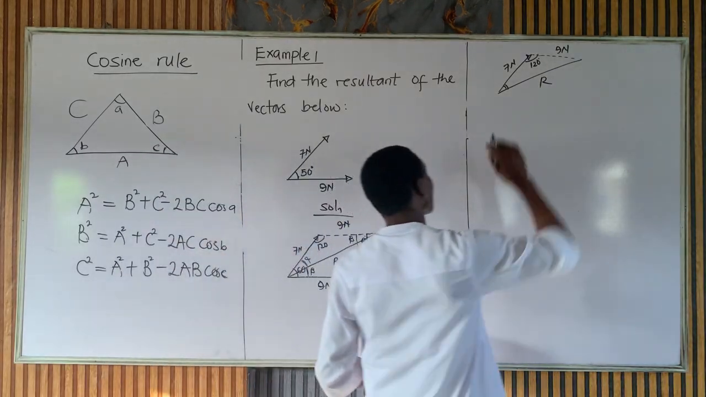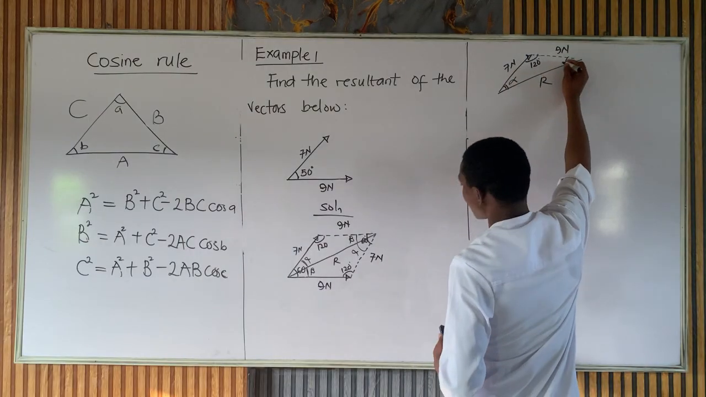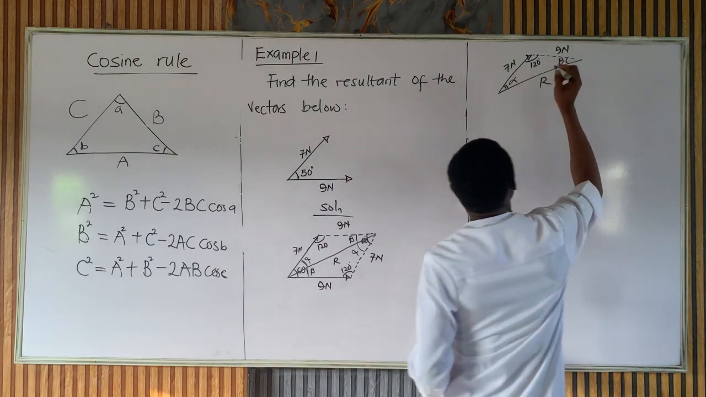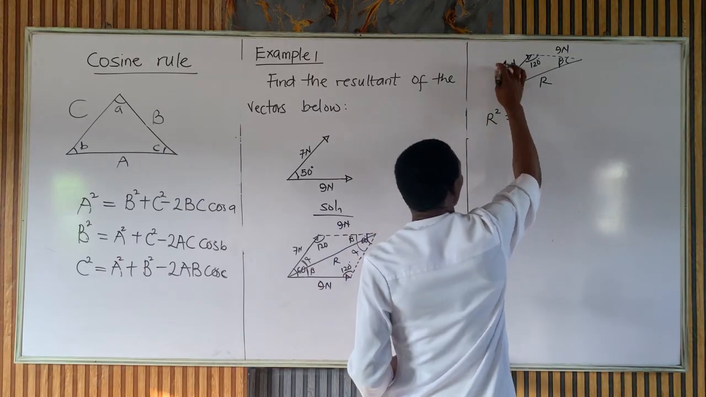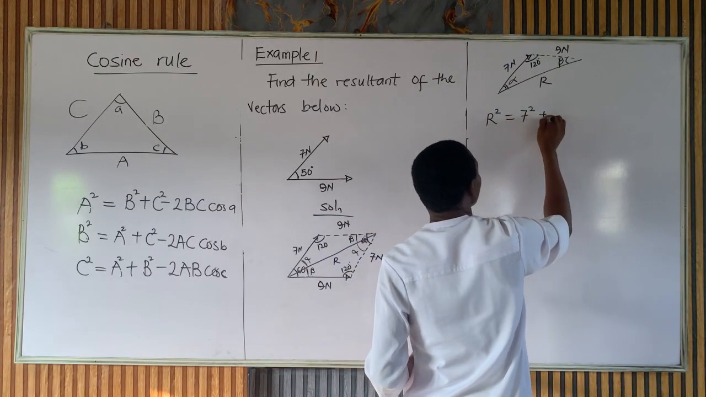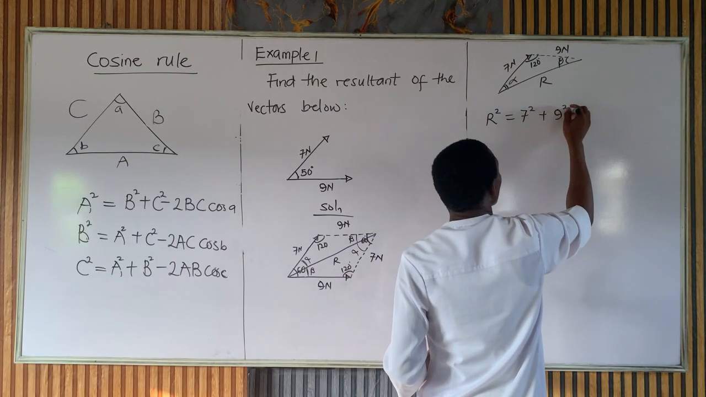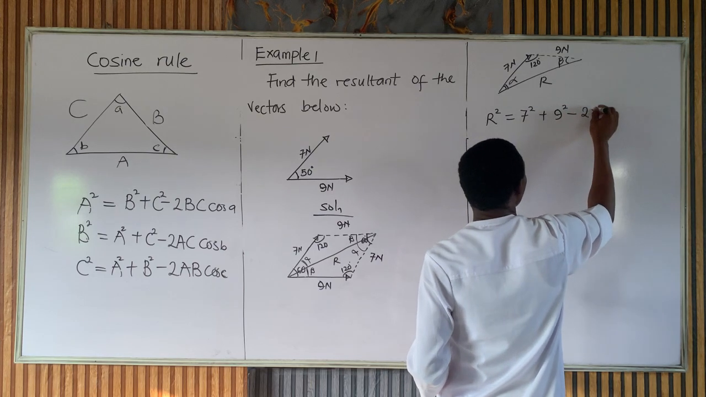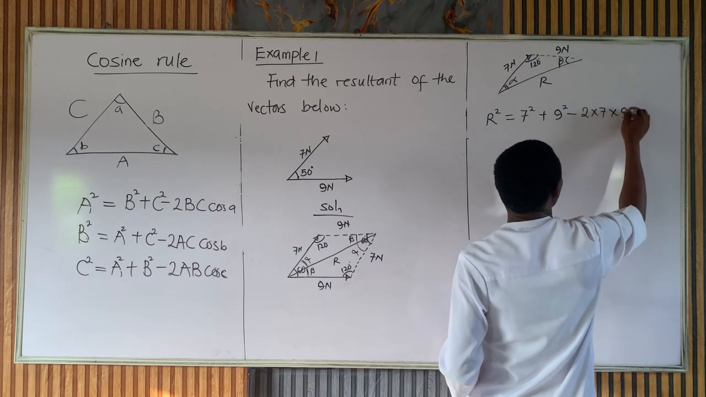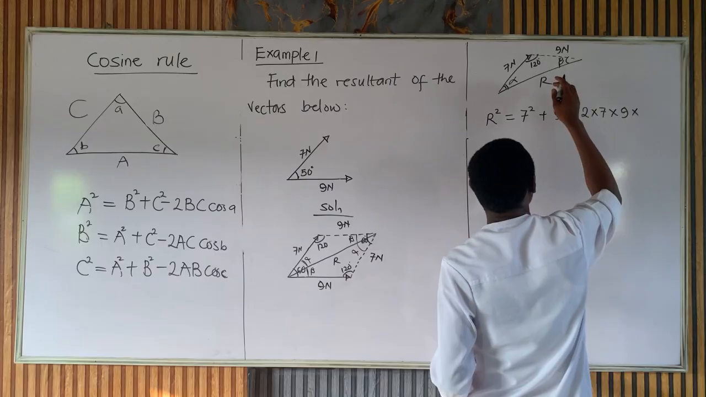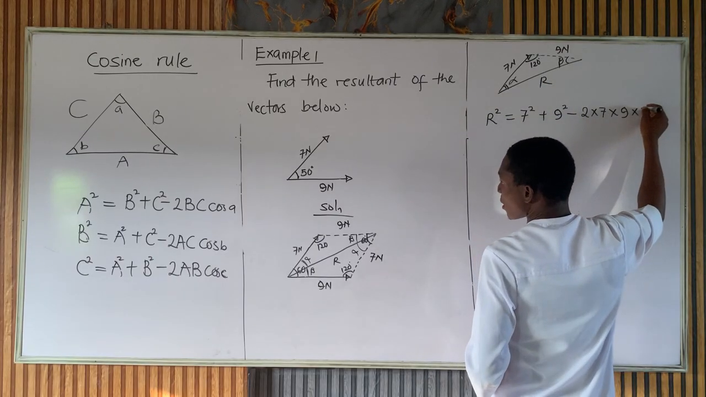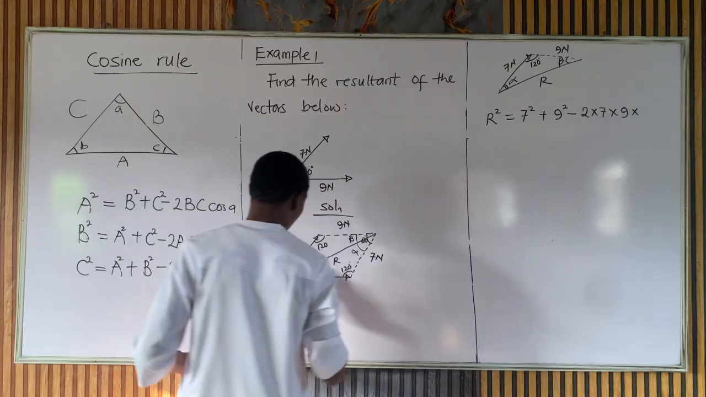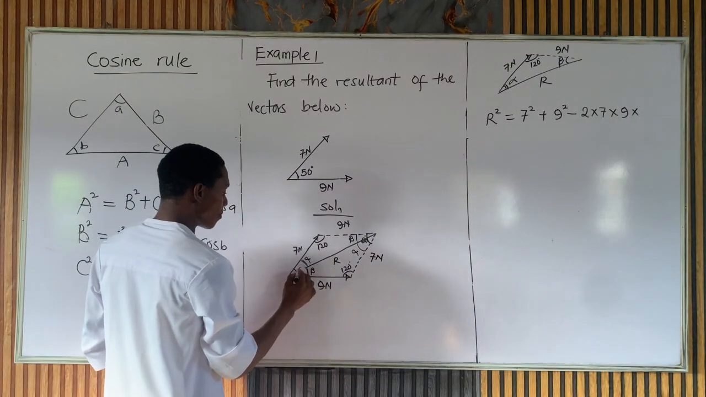So this is, taking the upper triangle, this is the alpha, and this is the beta. So right from here, you can say r squared is equal to the square of the other side, 7 squared plus 9 squared, minus 2 times 7 times 9 times cos of the angle opposite to the r we are looking for.